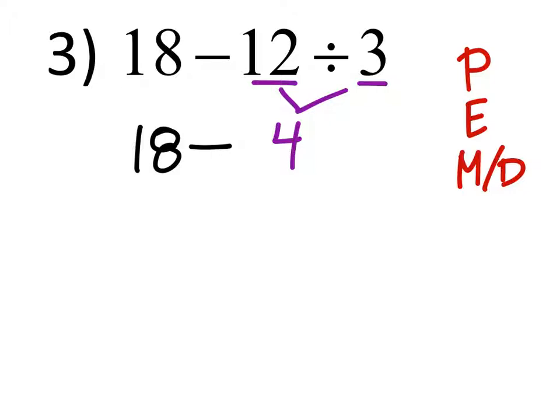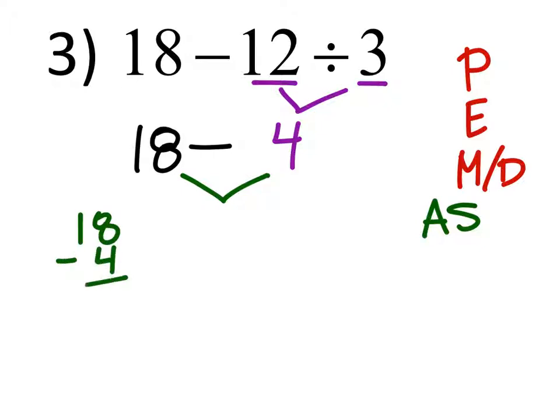So now I've got no more multiplication or division. So I'm going to move on to addition or subtraction, either way. There is no addition, so we'll do the subtraction. 18 minus 4. If it helps, do it like this, right? 18 minus 4, 14.